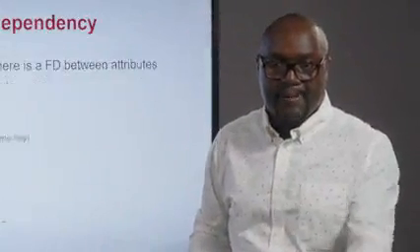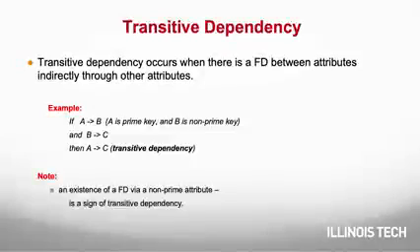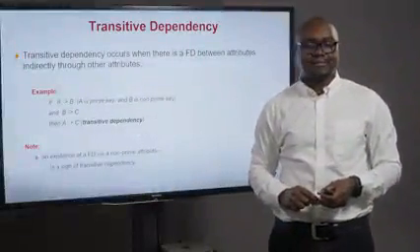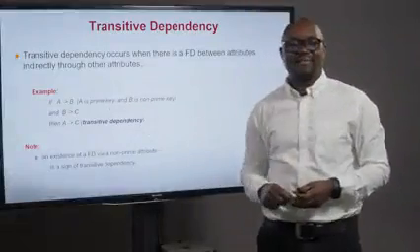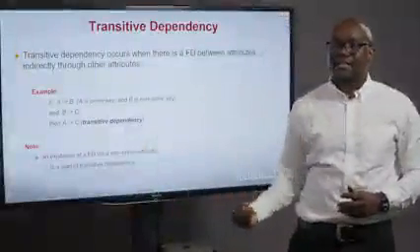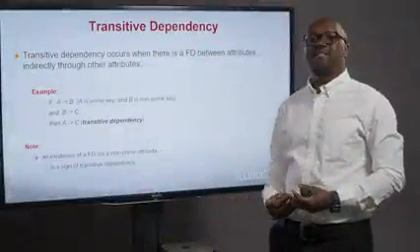All right. Transitive dependency. A transitive dependency occurs when there is a functional dependency between attributes indirectly through other attributes. Let's look at this example. If A determines B and B determines C, that means A determines C indirectly. And we call that a transitive dependency.